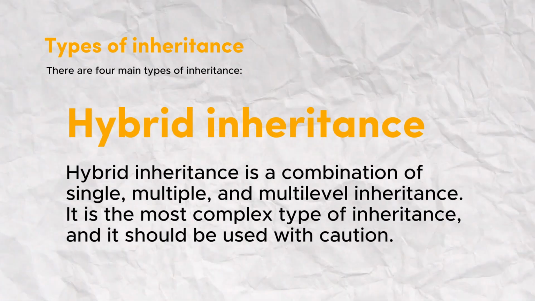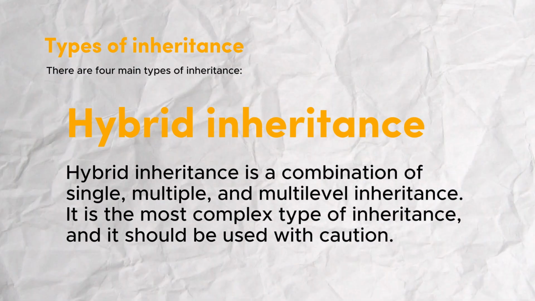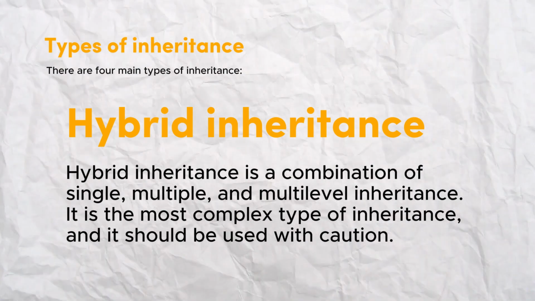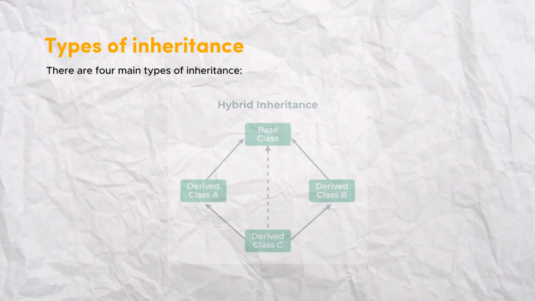Hybrid inheritance. Hybrid inheritance is a combination of single, multiple, and multi-level inheritance. It is the most complex type of inheritance, and it should be used with caution.